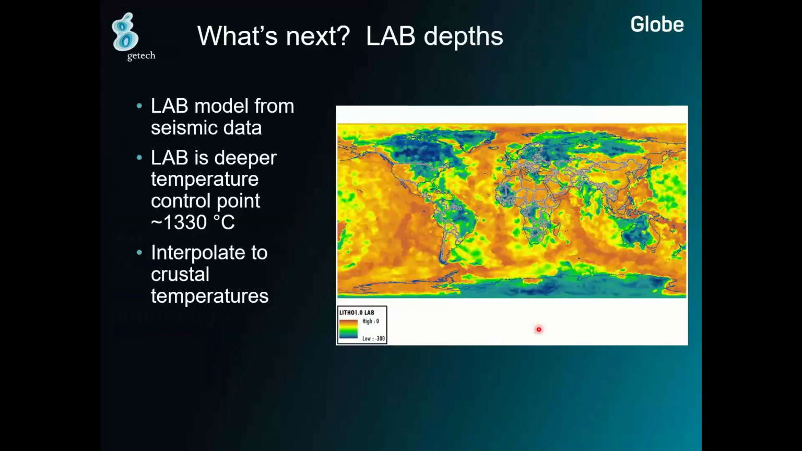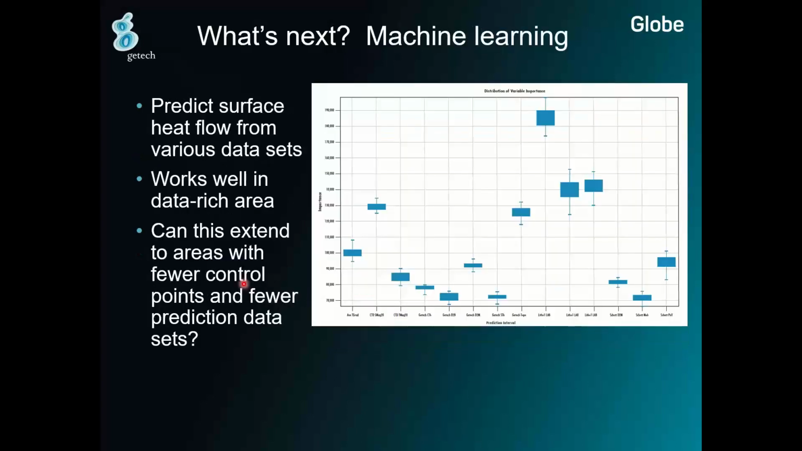The lithosphere-asthenosphere boundary is a deeper temperature control point, about 1330 degrees C. We need to be careful only to use data that come from seismic data, but again, we can use these to interpolate temperatures in the crust. And in terms of machine learning, what we've tried to do is use a whole load of different parameters and try to use them to predict the surface heat flow.